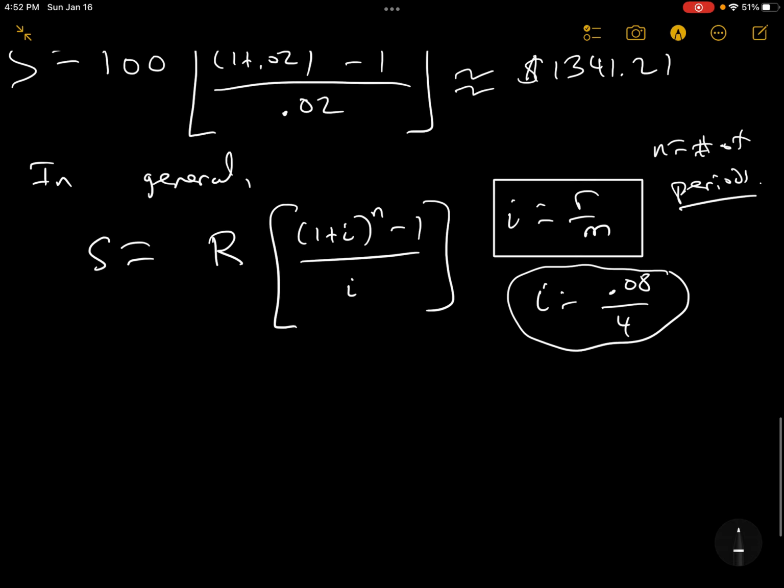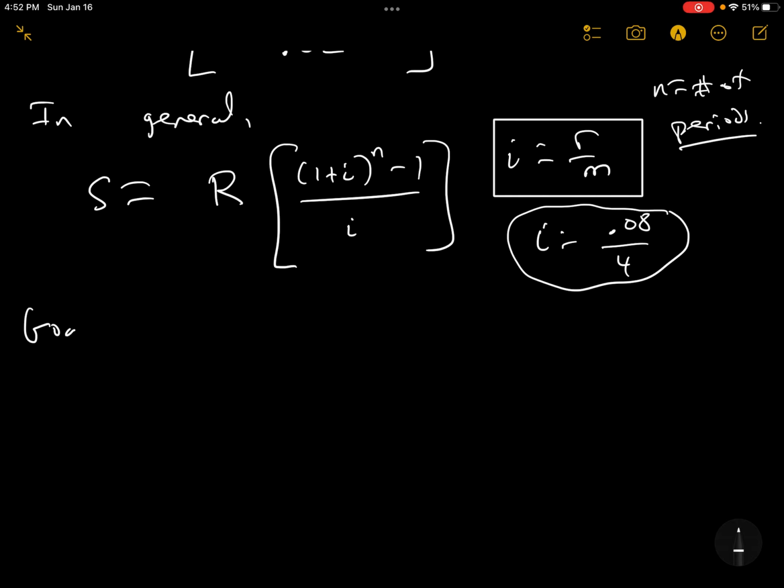Now the other goal in this is to think, goal two is what's the present value of an annuity? So given some moment in time.